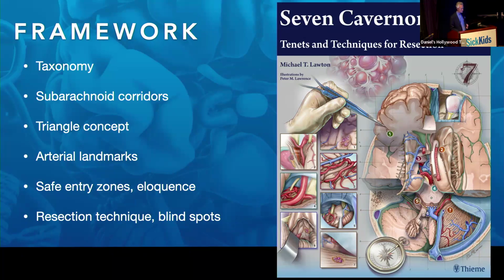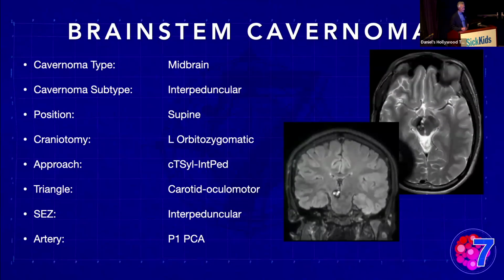the CNS meeting. So I want to begin with a case example. This is a midbrain cavernoma. And what you can see here is a lesion that's in the interpeduncular fossa over here. Hopefully, can you see my mouse? Yeah, there we go. It's an interpeduncular cavernoma subtype.